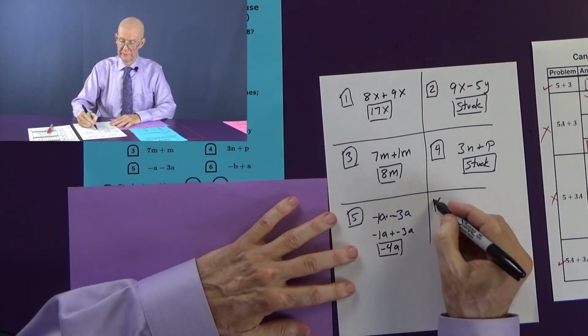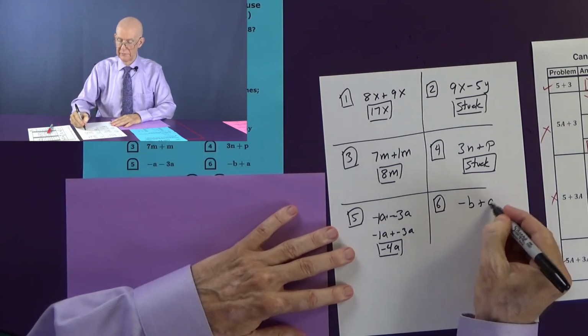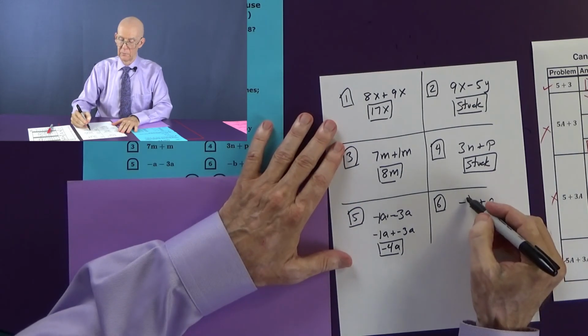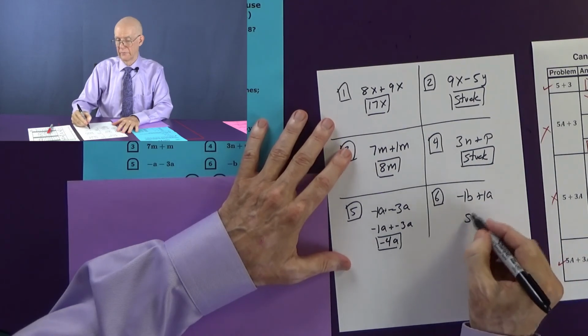And lastly, number 6, negative b plus a. Well, they both need invisible 1s. And I could put the invisible 1s in, one there, but it doesn't matter because the letters don't match, so we're stuck.